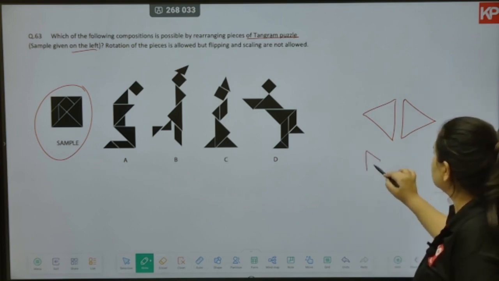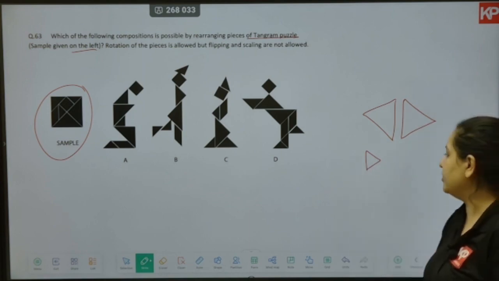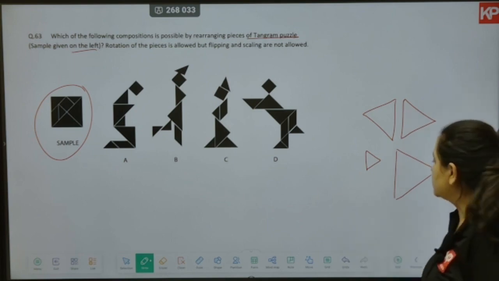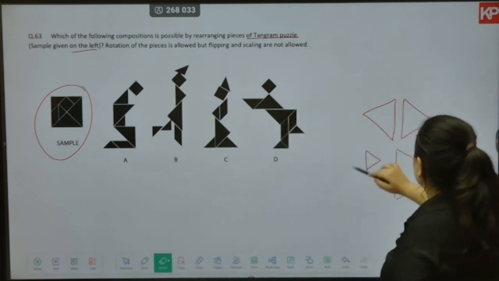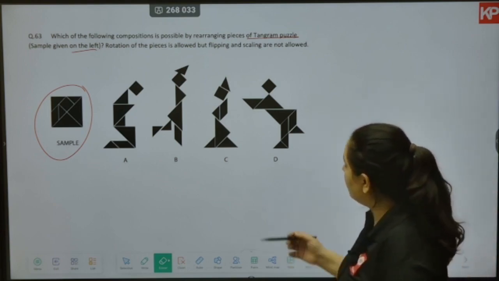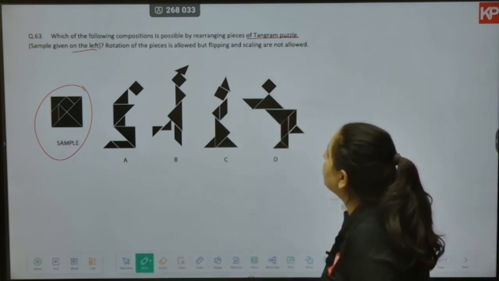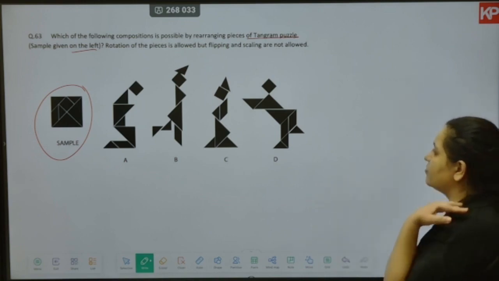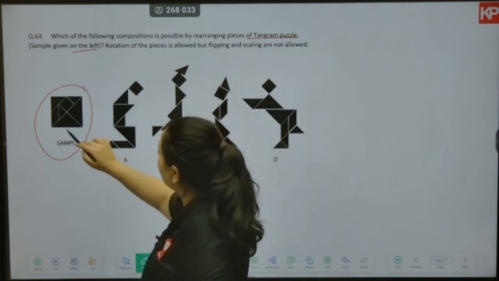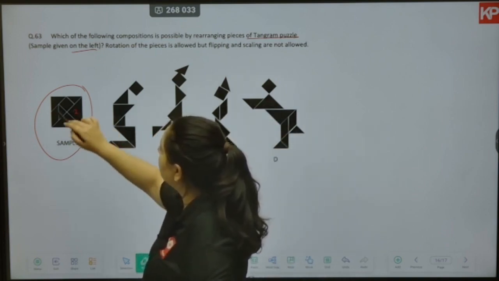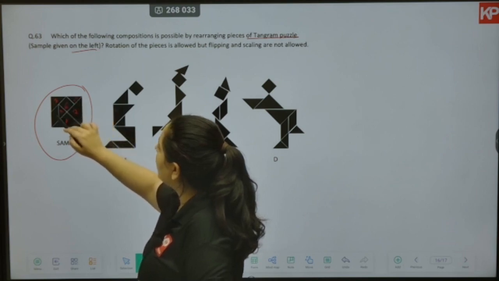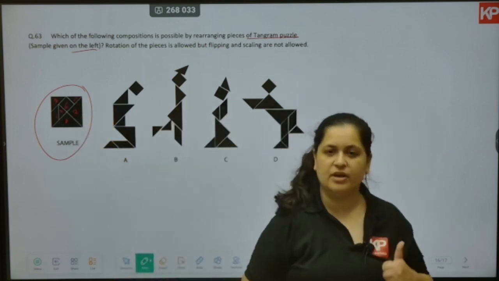For example, this is the scale of the triangle, and in your option something like this is given. So scaling and flipping is not allowed. Now you have to tell which of these shapes you can get from rotation of the pieces from this tangram. Now let's check whether we are getting the same shapes from here or not. One big triangle, second big triangle, a medium triangle, two small triangles, a square, and a parallelogram. Okay, so yes, we are good to go.